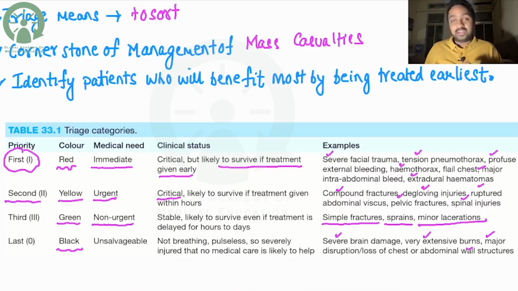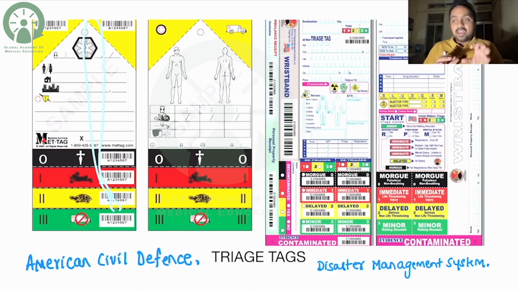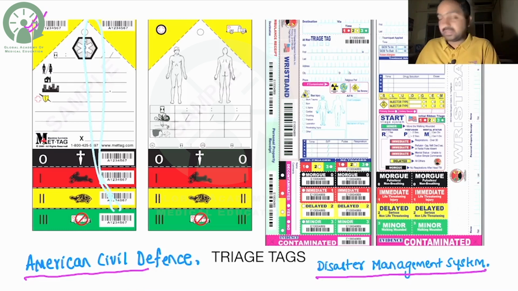You could be asked regarding your examples for it. Say the severe facial trauma belongs to which category? It belongs to the red color coded. Now, as we told, we'll be going a step ahead. So there is this triage tags. I would want you all to remember these images. This could be asked as your image-based question where you have this particular tag, which is your American Civil Defense System, and then you have your disaster management system tag, which is this particular image, right? So these are your triage tags that are often used in your trauma center. So this is all about your first question.